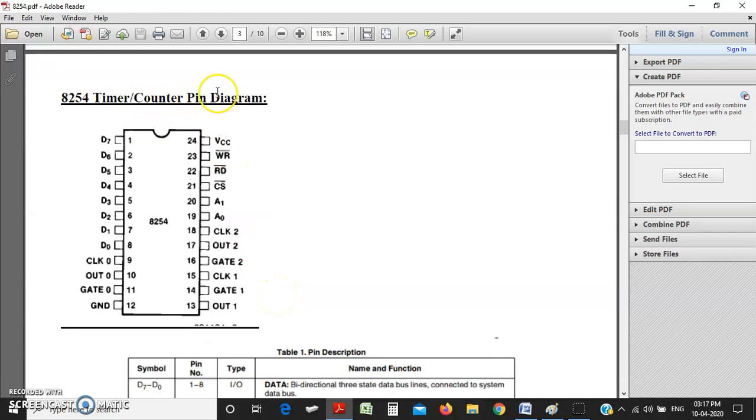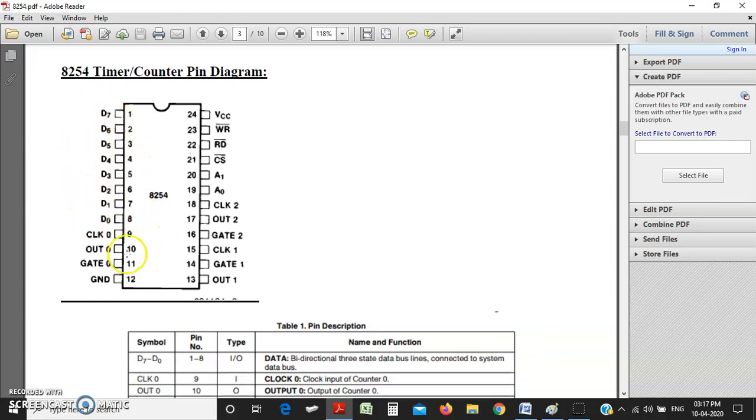Next, this is the pin diagram of the 8254 timer counter IC. So it has 24 pins. One is D0 to D7. These are the data pins which will be connected to the data bus. Clock 0, out 0, gate 0: these 3 pins are of counter 0. Clock 1, gate 1 and out 1: these 3 pins are for counter 1. Clock 2, out 2 and gate 2: these 3 pins are of counter 2.